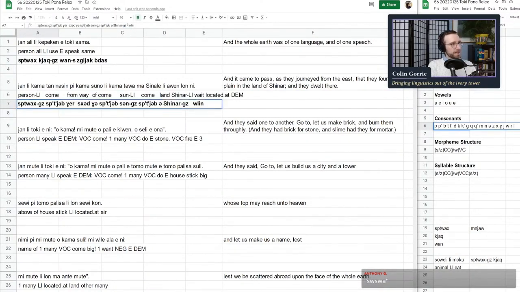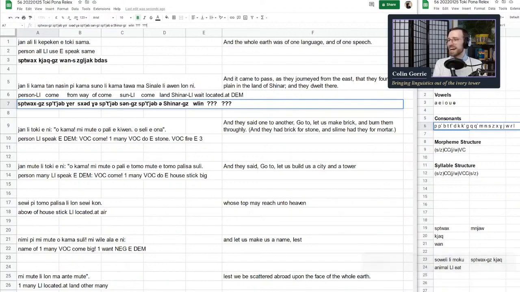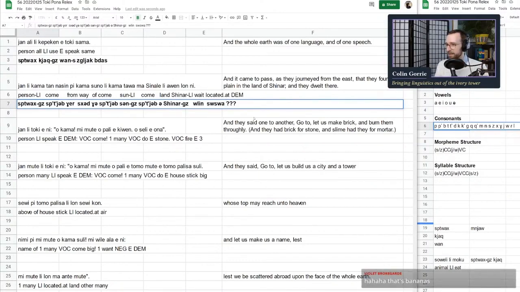We need to align this. Then we have something. Swa. Does it work? Swa. It does work. Okay. I absolutely love this. Swa. Which means located at. And then we need a demonstrative.